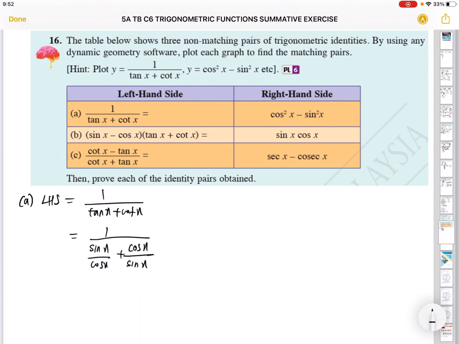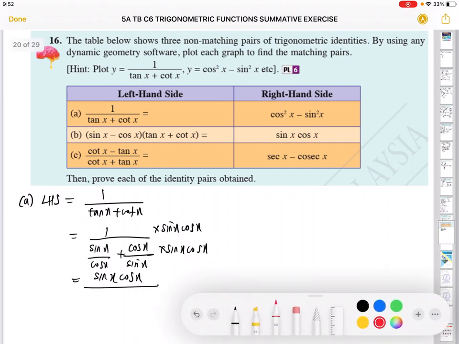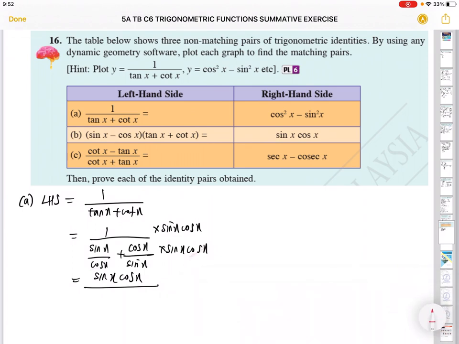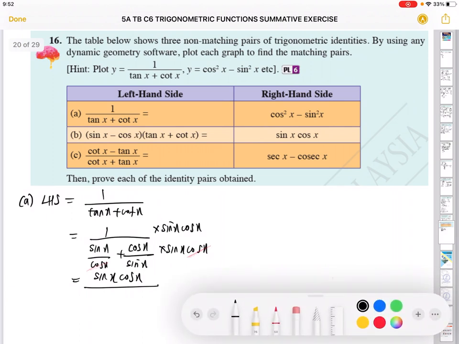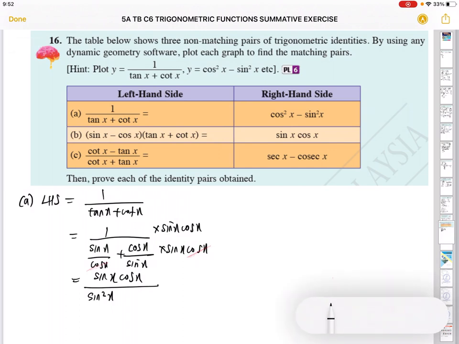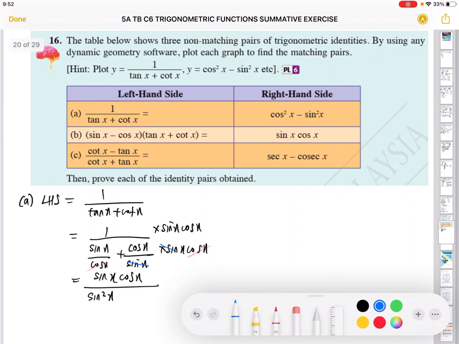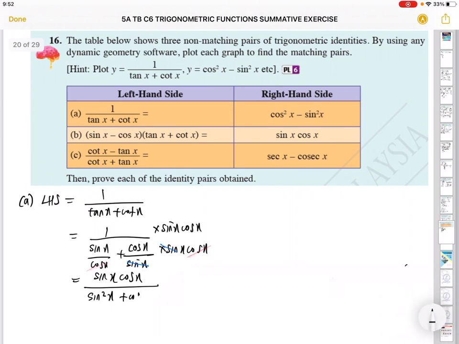Okay, the first one, you see I cancel the cos. Sine times sine, I cancel the cos, then I times with sine, I get sine square. Okay, the second one, I'm going to cancel the sine. I take cos times cos, I'm left with cos square. Now we know sine square plus cos square is actually 1, right, from the basic identity. So over 1, therefore, this is just sine x cos x, which is the same as your right hand side. Okay, so this is the answer.